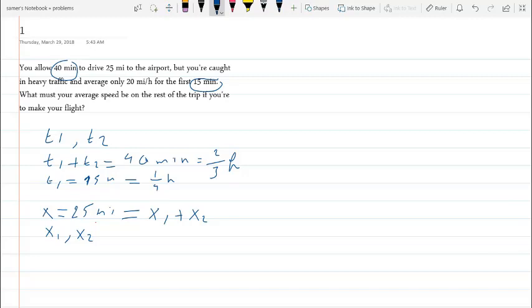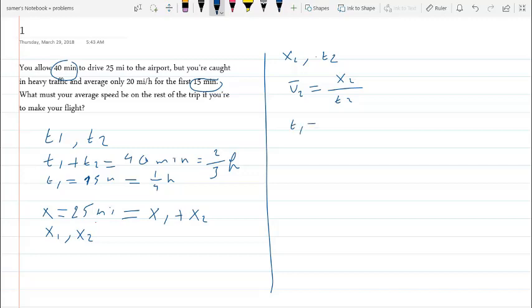that we should go with in order to make the flight. Actually, we have to find x2. If we know x2 and t2, we can simply find v average, which is simply x2 over t2. T2 could be found by subtracting t minus t1, and t is 2/3 hours and t1 is 1/4 hours.